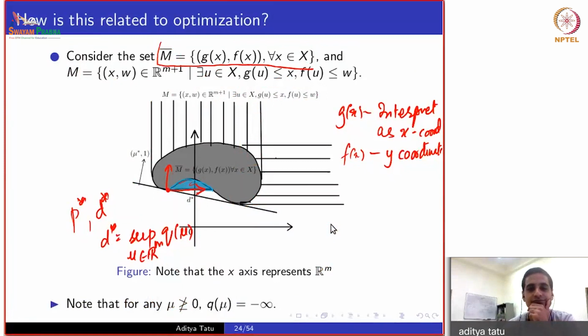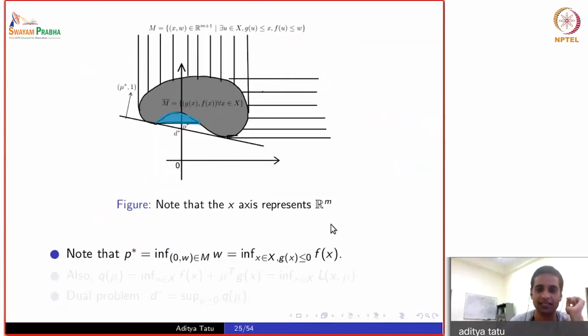Yes, I think we established that earlier. Exactly, that was looking at the optimization problem. Now you have a geometric picture. So Q mu is going to be negative infinity as far as you allow mu to have negative values. So that's one thing done.